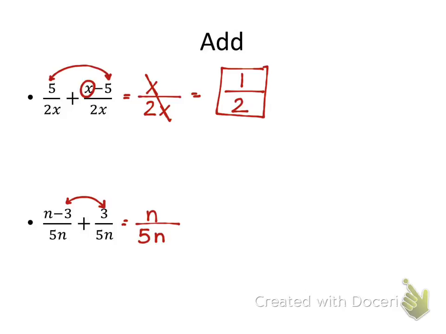And then I look, can this fraction be reduced? Yes, the n's can cancel out. When everything goes away up top, I'm left with a 1, 5 on the bottom. Here's my reduced answer.